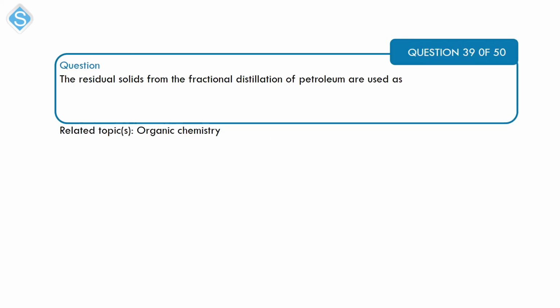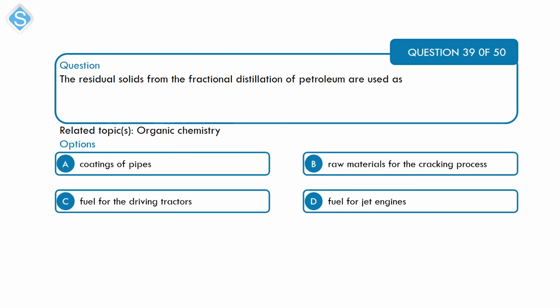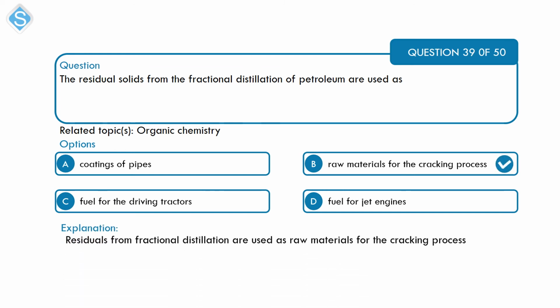Next is a question on organic chemistry. The residual solids from the fractional distillation of petroleum are used as A. Coatings for pipe, B. Raw materials for the cracking process, C. Fuel for driving tractors, and D. Fuel for jet engines. The answer is B. They are used as raw materials for the cracking process.